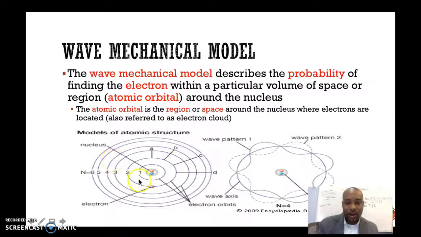Okay, so these diagrams here are a little complicated, but all of these circles on the outer level represent the energy levels. The wave mechanical model is saying that there's a chance of finding these electrons in these areas, in this region here.